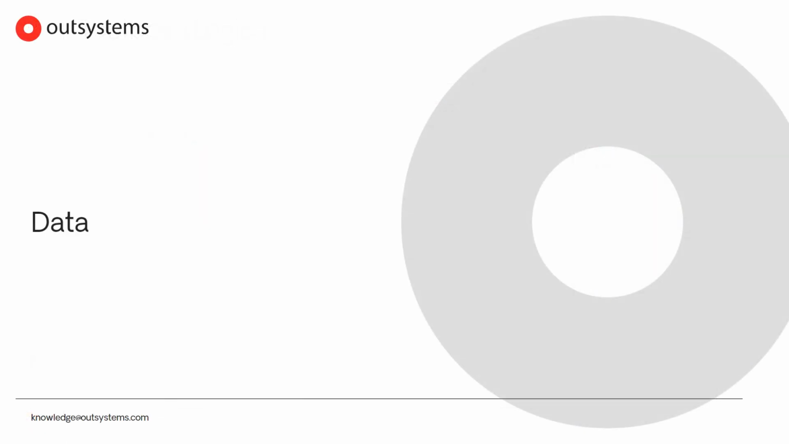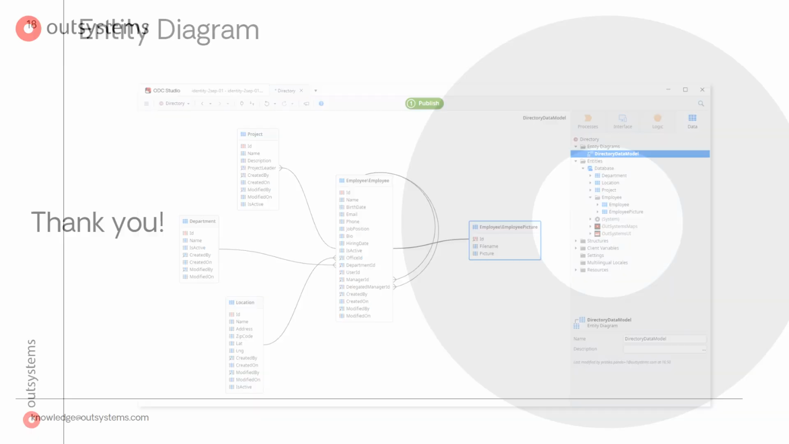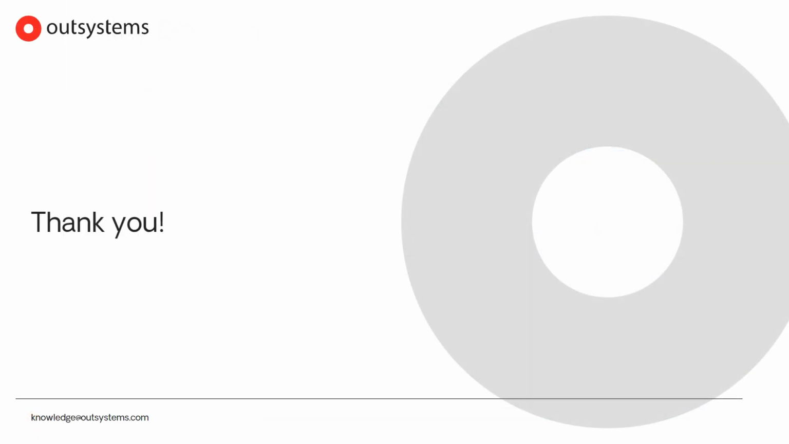Finally, let's go over the data layer. We can open entity diagrams and see a visual representation of the data model and the entities created. That is the database tables. Data elements can be managed entirely on the elements tree to the right. And that's it for the ODC Studio walkthrough.